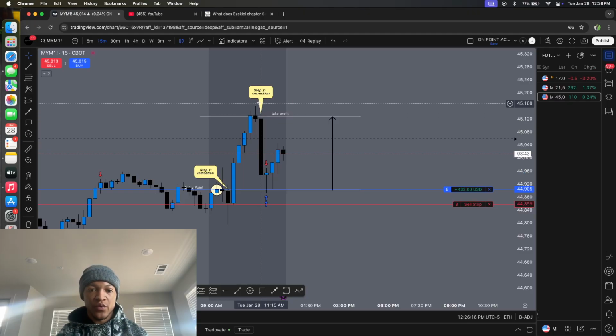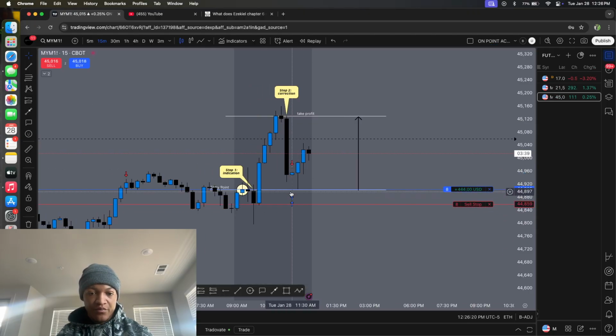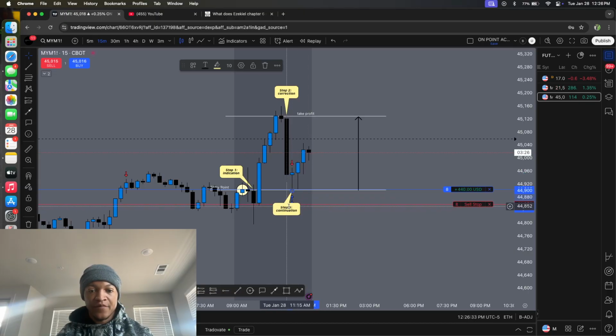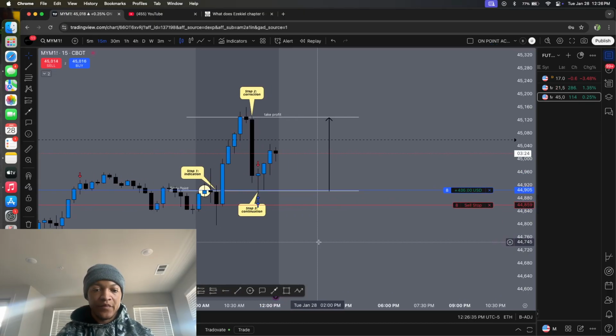So all I did was wait for my correction. Once price came back here and broke back below this level a little bit, then came back above, I took my entry, which is step 3 of my strategy. The very last step is this is where I get into the trade, and then I just sit and let the market do what it does. And we either win or we lose.